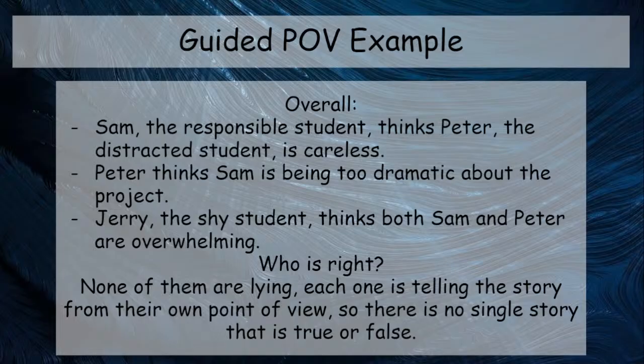But who is correct? None of them are lying, and each one is telling the story from their own point of view, so there is no single story that is true or false. They all think different things and they will all tell different stories, but none of them are lying. They're all correct. They just have different feelings, different focuses, and different personalities, right? So that's why they're all telling the truth just the way that they see it.